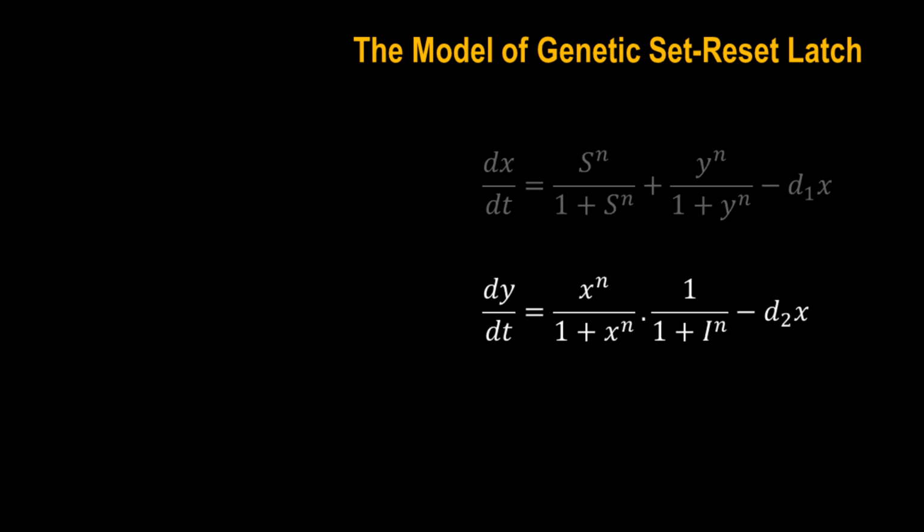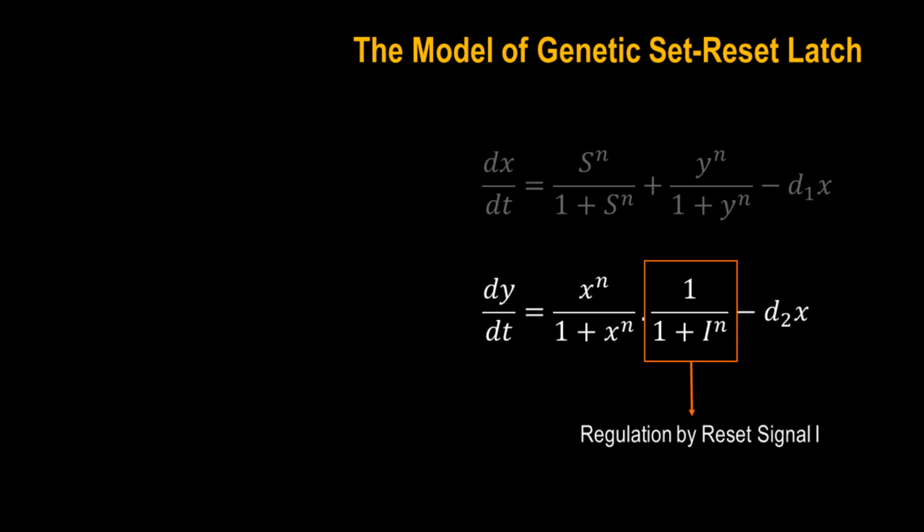Now the second ODE. This is for Y. On the right hand side, we have a Hill function representing the induction of Y by X that is multiplied by an inverse Hill function. This one is for inhibition by the inhibitor I.